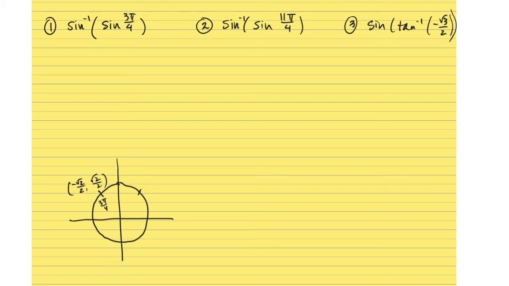All right, let me show you how to do some of these inverse trig function problems. So here, the sine of 3 pi over 4, sine is the y value. So the output of sine is the y value. Okay, so out comes square root of 2 over 2. Now, we're going to take the inverse sine of that.